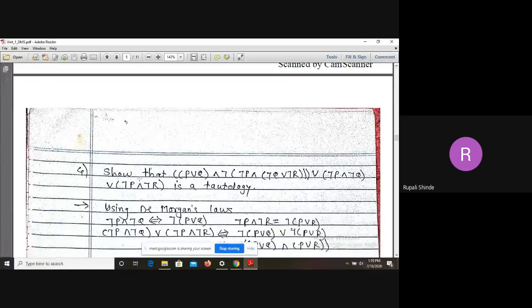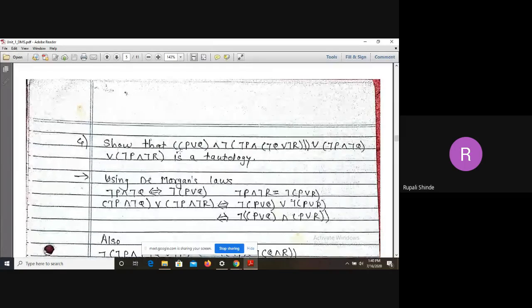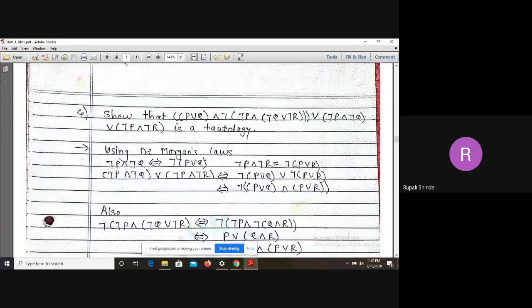So next question, show that P or Q and negation of negation P and negation Q or negation R, or negation P and negation Q, or negation P and negation R is a tautology. So this whole formula we have to prove is a tautology. Here we have to apply De Morgan's law to solve this example. So what is De Morgan's law? They have given here negation P and negation Q. This is equivalent to negation of P or Q. That we have already used this formula.